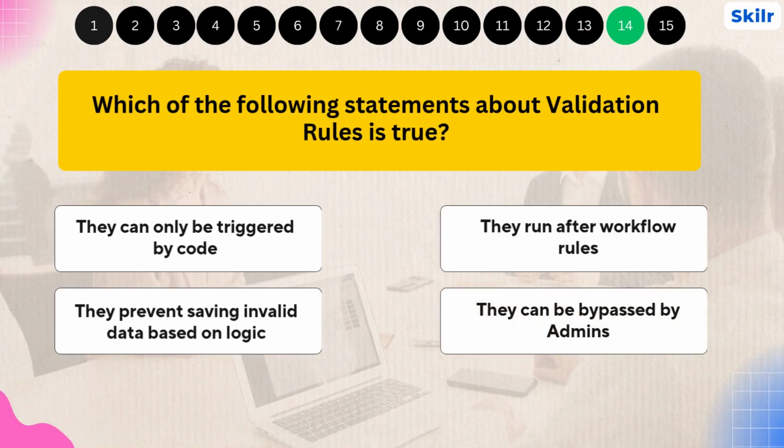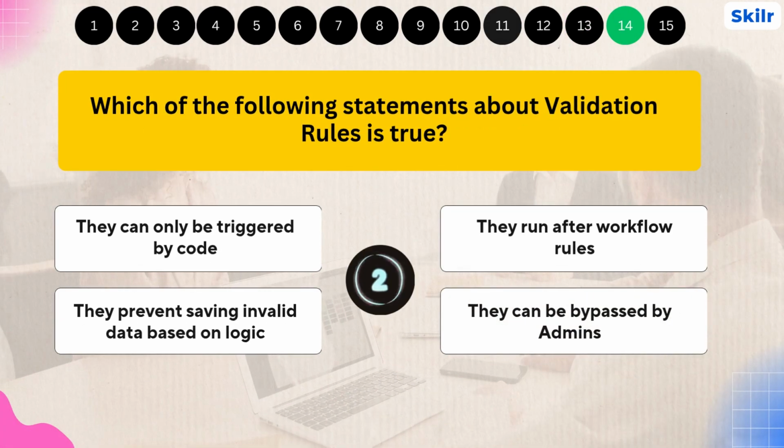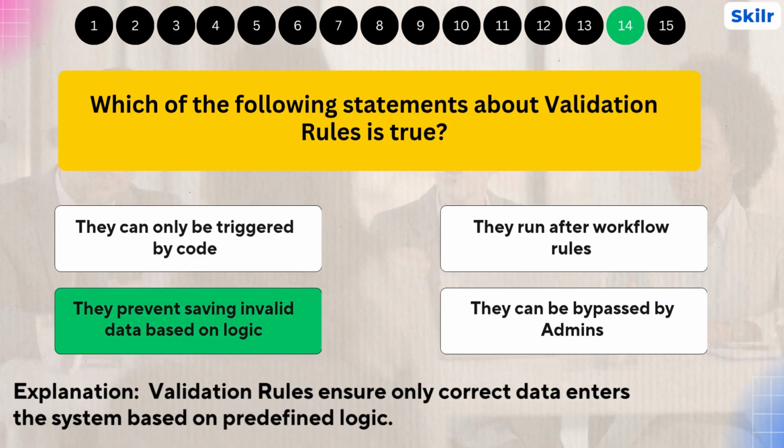Question 14. Which of the following statements about validation rules is true? The correct answer is they prevent saving invalid data based on logic. As validation rules ensure only correct data enters the system based on predefined logic.